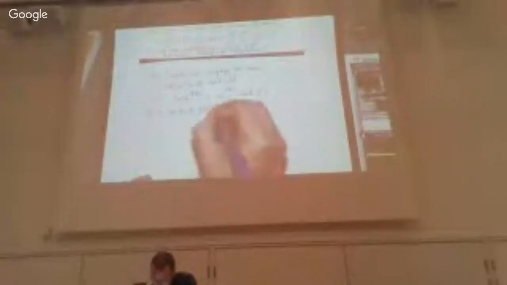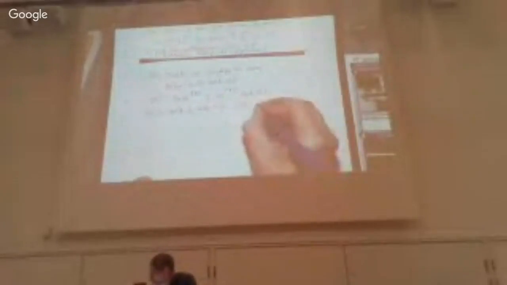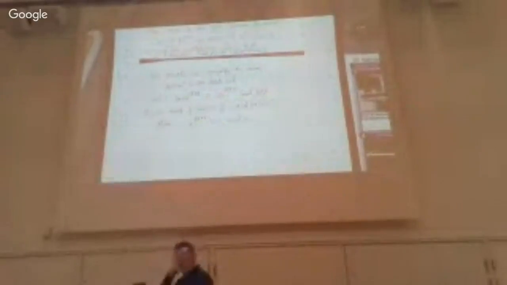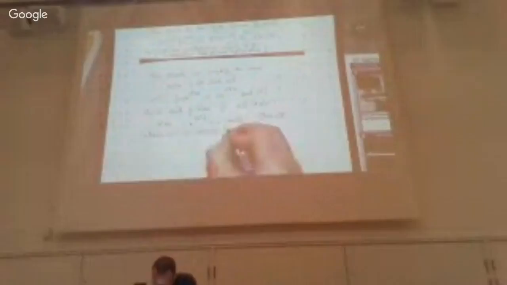So by a result of Euler, if the GCD of A and N is 1, then A to the power of phi of n is going to be congruent to 1 modulo n. So we can make use of that here. This is the property that allows you to simplify the exponent, or reduce the exponent.